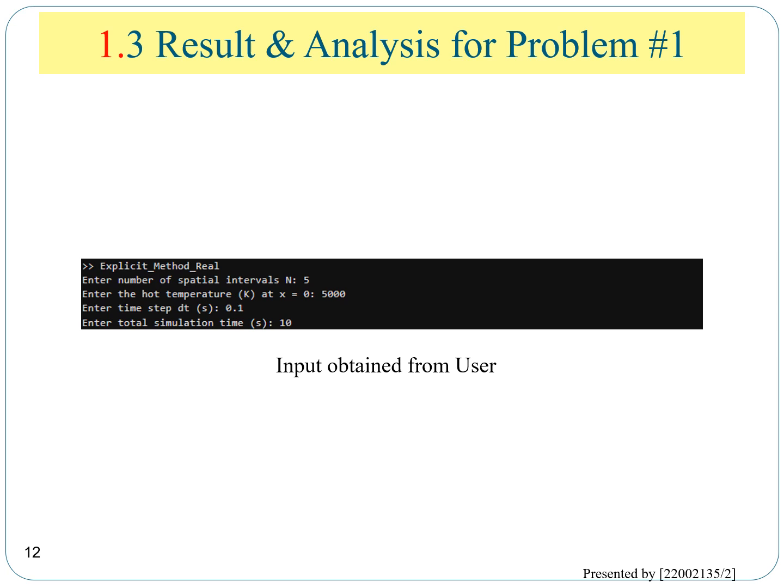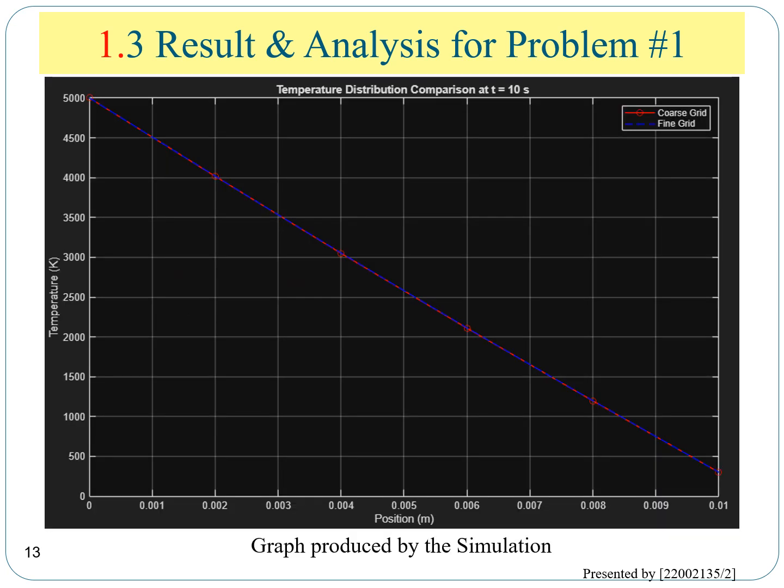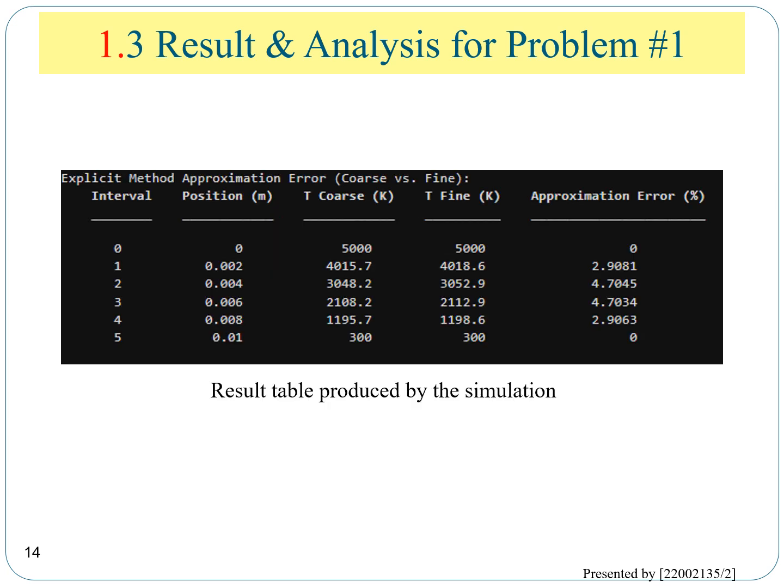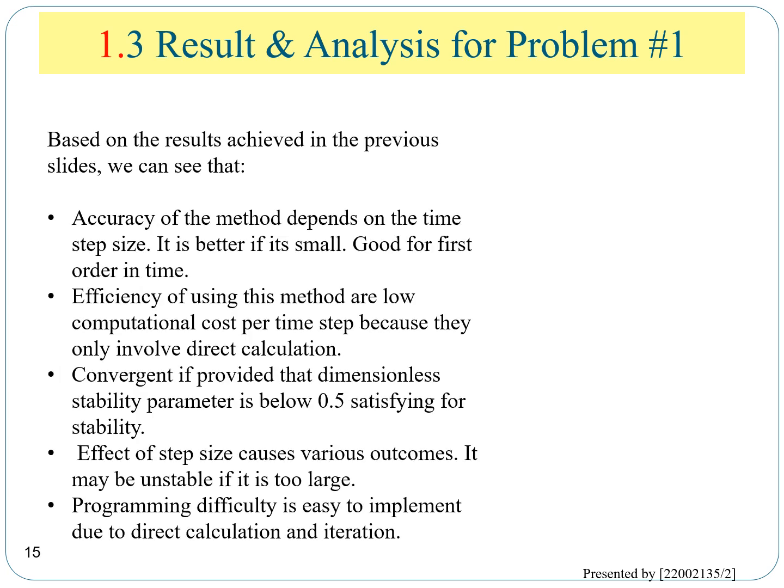Next, this is the input obtained by the user. And then you get the graph and the result table. Based on the result achieved in the previous slide, we can see that the accuracy of the method depends on the time step size. Smaller is better. The efficiency of this method is a low computational cost per time step because they only involve direct calculation. And it is convergent provided that the dimensionless stability parameter is below 0.5.